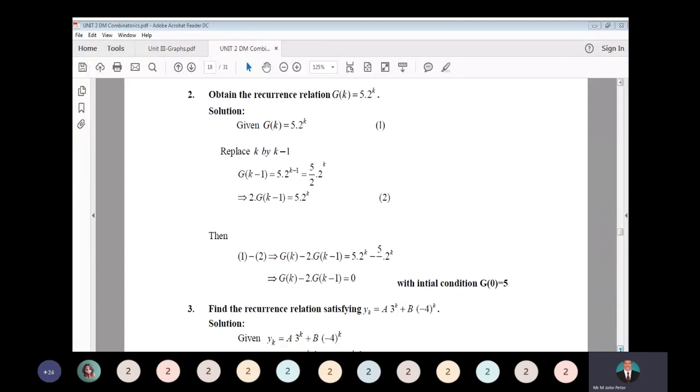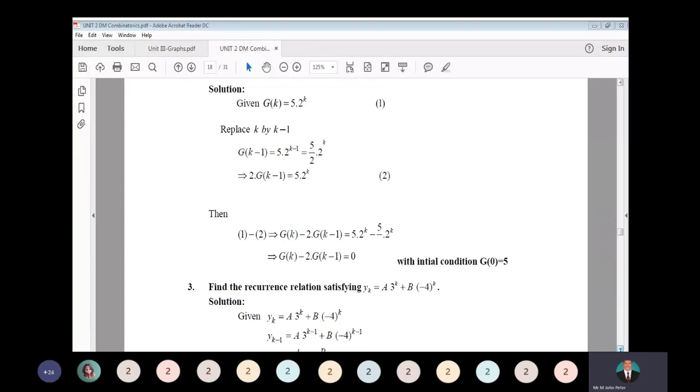So subtract the first equation minus the second equation, and you will get g(k) - 2g(k-1) equal to 5 times 2^k minus 5 times 2^k. So that is equal to 0. So the recurrence relation is g(k) - 2g(k-1) = 0 with initial condition g(0) = 5.